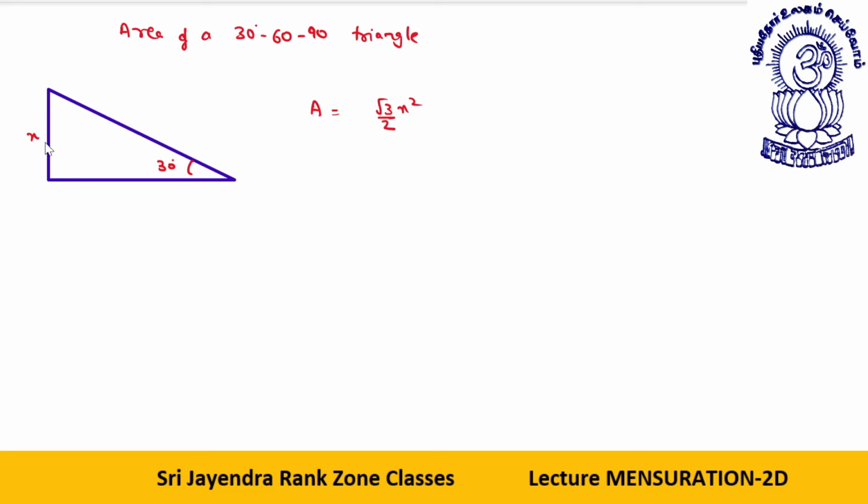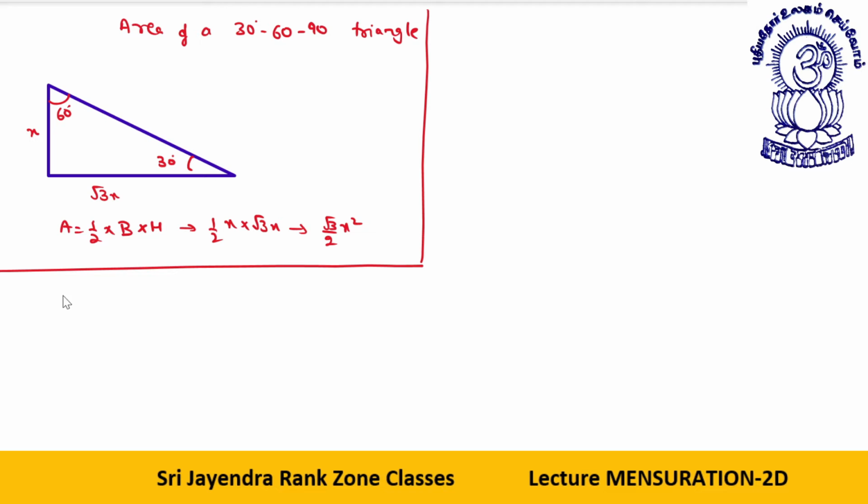How come? See, the moment you see this x, this 60 degree angle's opposite side will be root 3x. So the area is half into base into height. You get it? Okay. Half into x into root 3x. This gives you root 3 by 2 x square. Okay. Clear to all?